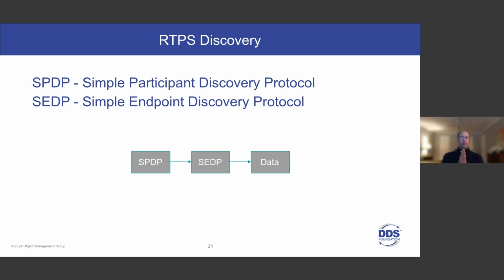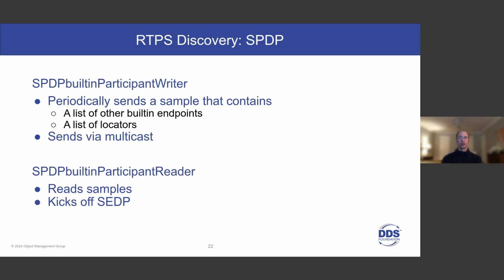So a few more slides here for discovery. In RTPS discovery, there's two protocols defined. One is simple participant discovery protocol. The other one is simple endpoint discovery protocol. So you go through kind of a three-phase procedure: you do SPDP first, SEDP, and then your data starts to be transferred.